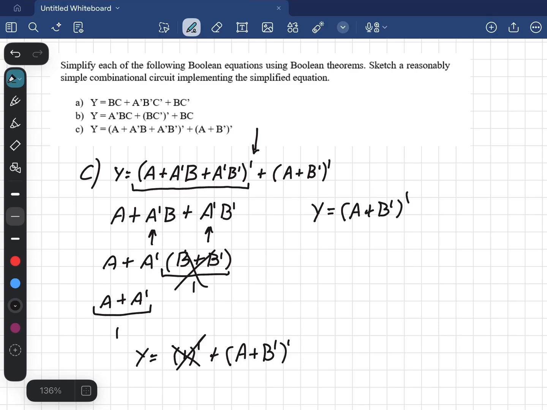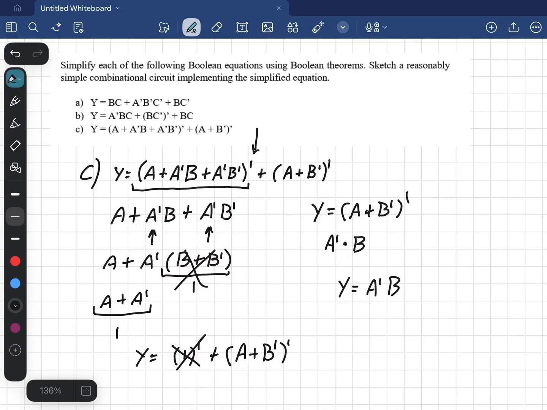Now here is where you can apply De Morgan's theorem. And remember, De Morgan's theorem, flip the signs and the primes. So A will become A prime, the OR will become an AND, and the B prime will become B. So this leaves our final simplified equation, Y equals A prime and B.